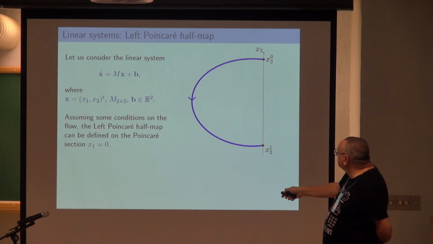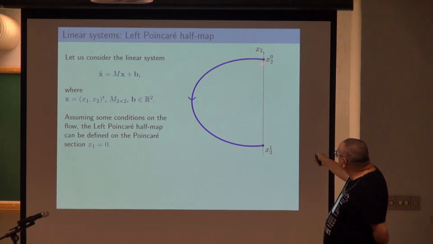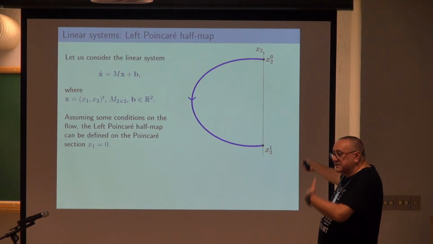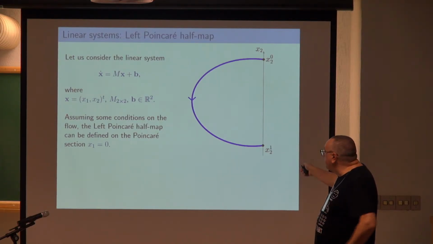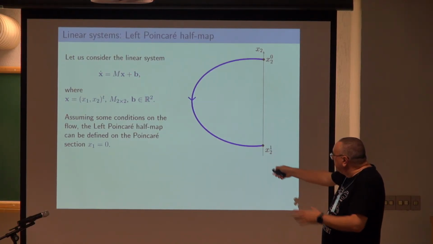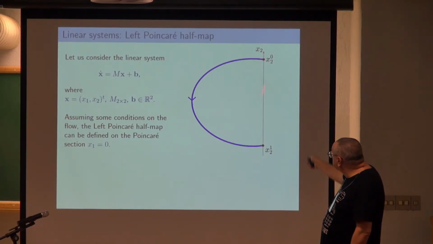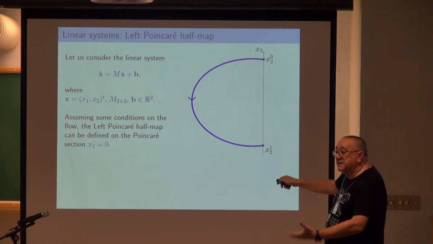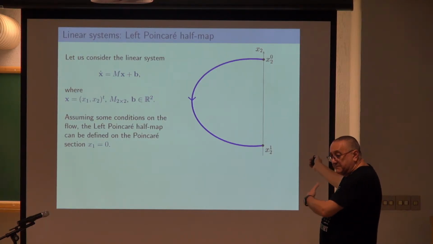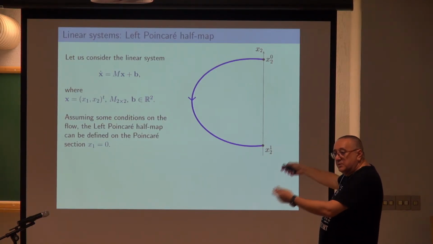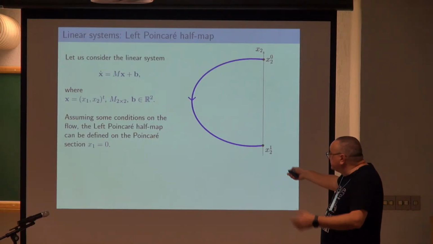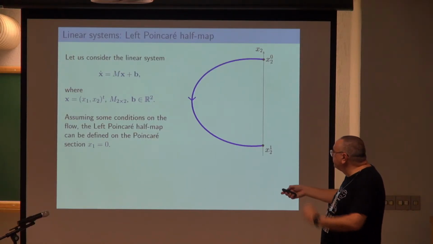What I'm going to do is to consider this system, which is linear, and assuming some conditions on the flow, maybe that an orbit starting at a point in this line will come back to this one. Well, this is not a separation line, this is a section. Now it is a Poincaré section because the system is linear. But we are going to fix this section and we are going to study this left Poincaré map. If you want to study the right Poincaré map, a simple change of variables will give you everything, so it is not necessary to do it explicitly.